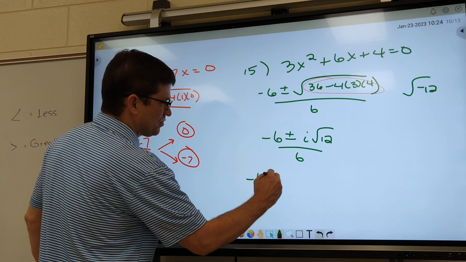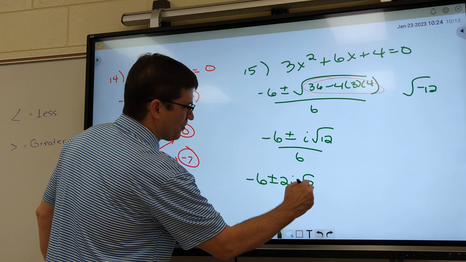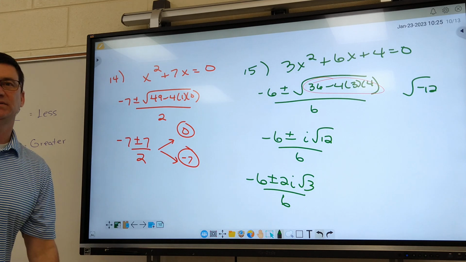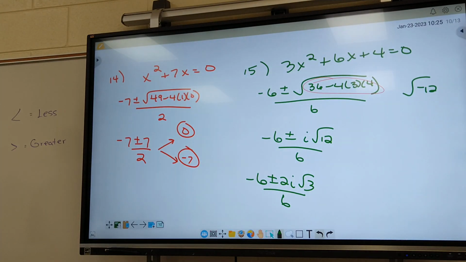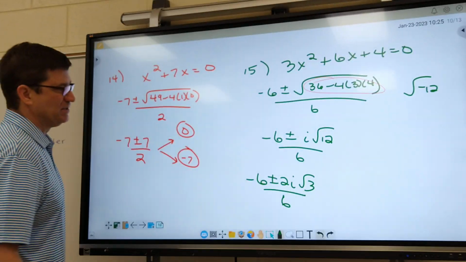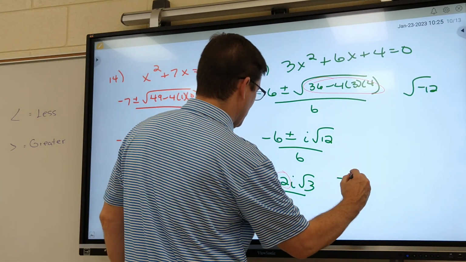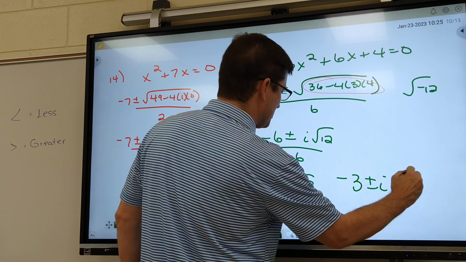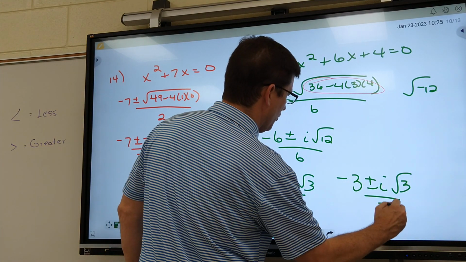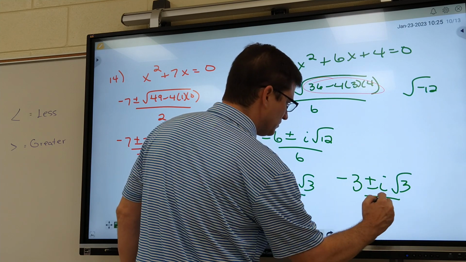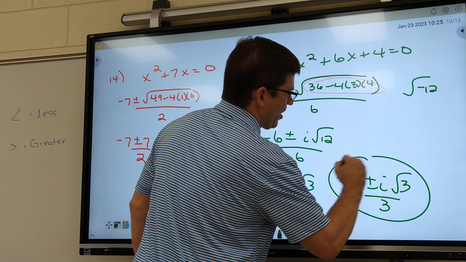Negative 6 plus or minus 2i root 3 over 6. Is that right? Yeah. All right. If anybody needs to learn where that button is, get somebody to show you, or I'll come show you in a minute. Last step, divide by 2, divide by 2, divide by 2. Negative 6 plus or minus i root 3 over 2. Well, divide by 2, sorry, over 3. All right, that is your answer.